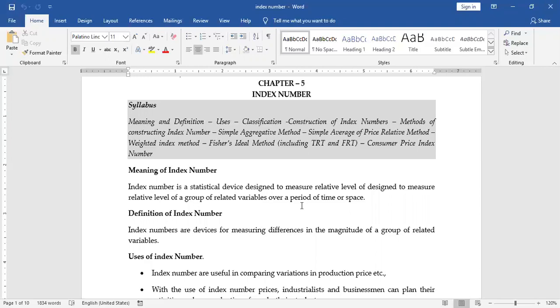Next is the definition of index number. Index numbers are devices which are used in measuring the differences in the magnitude of a group of related variables. You can take it like this: profit and sales belong to the same group but are different variables, related variables. Profits of different sectors, or the variables which we can have. So index number acts as a measure which takes all the other factors into consideration and measures the related variables with different magnitude, in the sense with different approaches. Magnitude is all about different approaches.